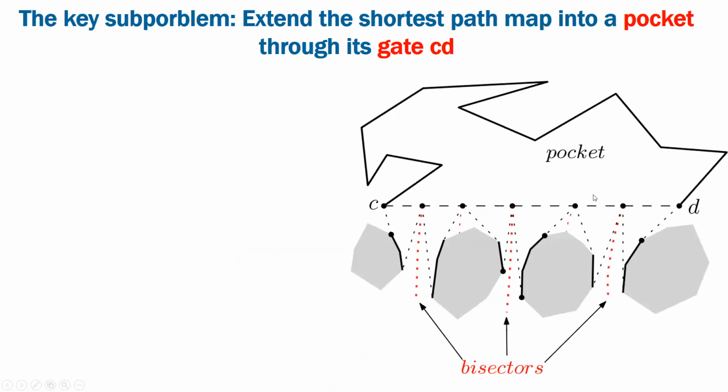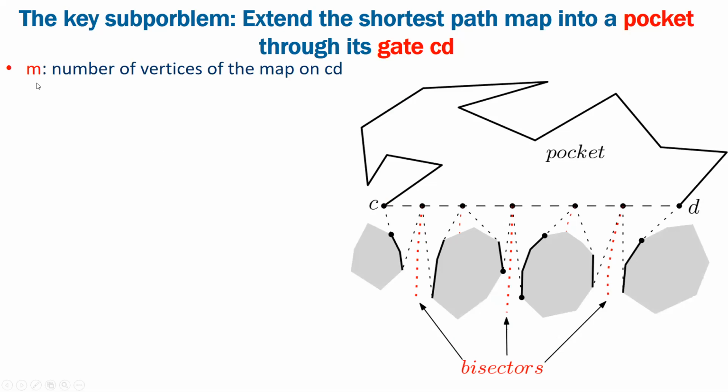Here is a better picture. We have a pocket here. The gate is from C to D, and those obstacles are outside. Suppose we have a shortest path map outside the pocket. Those red curves, including these two, are bisectors, and those vertices on CD are the intersections of bisectors with CD. So the subproblem is that we want to extend the map inside the pocket.